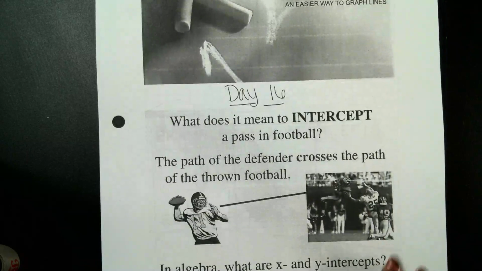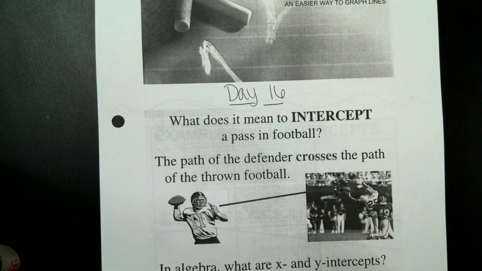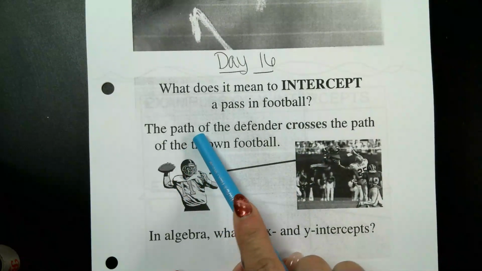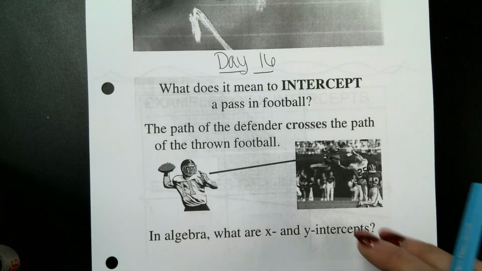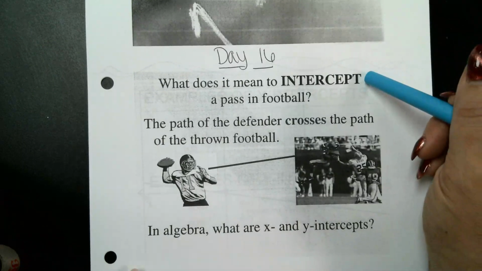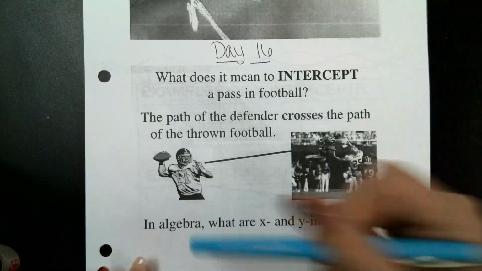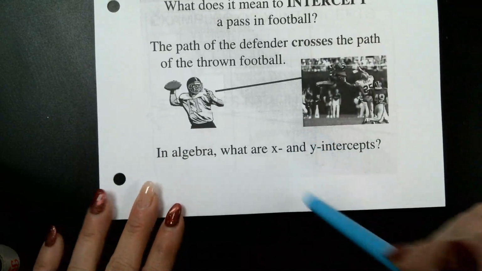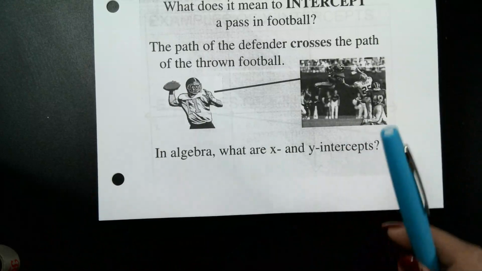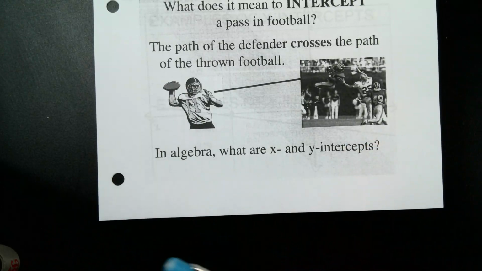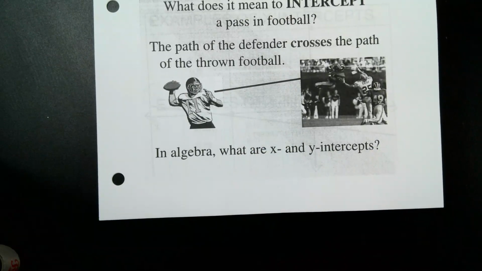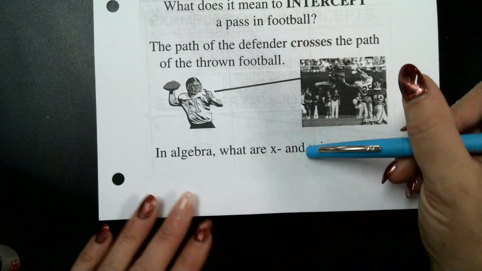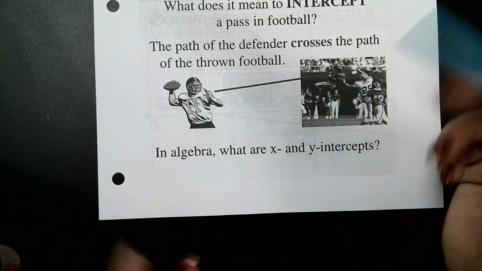Okay, so it says, what does it mean to intercept a pass in football? Then it goes on to say the path of the defender crosses the path of the thrown football. So they're just explaining to you what an intercept is, because in algebra, we're going to have x and y intercepts. So what are they? Well, they're exactly what they sound like. The x-intercept is wherever our line crosses the x-axis, and our y-intercept would be wherever the line crosses the y-axis.